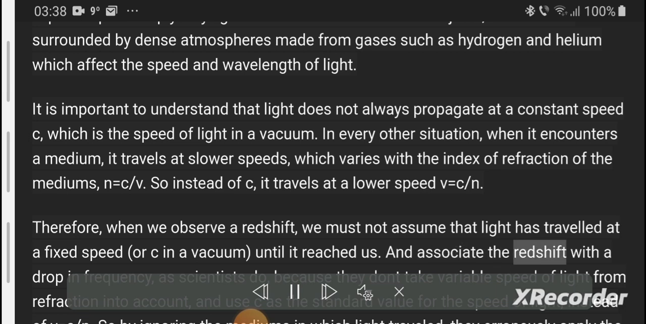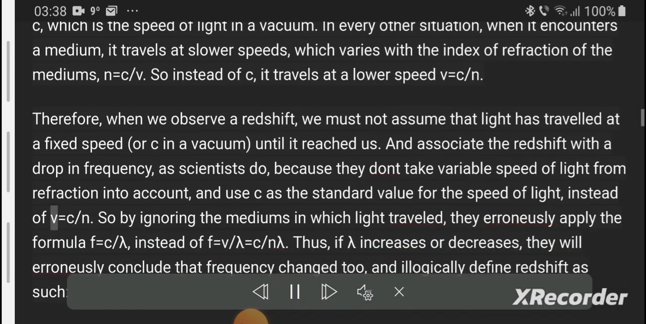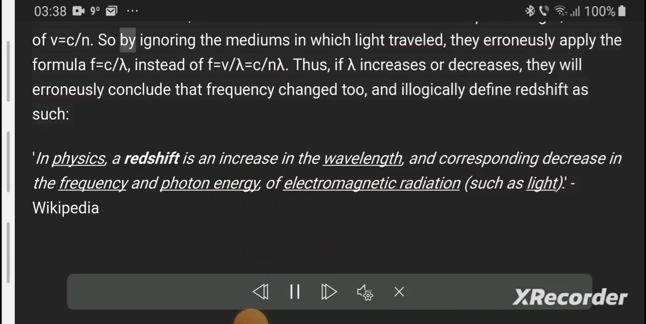And associate the redshift with a drop in frequency, as scientists do, because they don't take variable speed of light from refraction into account, and use c as the standard value for the speed of light, instead of v equals c/n. So by ignoring the mediums in which light traveled, they erroneously apply the formula f equals c/lambda, instead of f equals v/lambda equals c/(n lambda). Thus, if lambda increases or decreases, they will erroneously conclude that frequency changed too, and illogically define redshift as such.